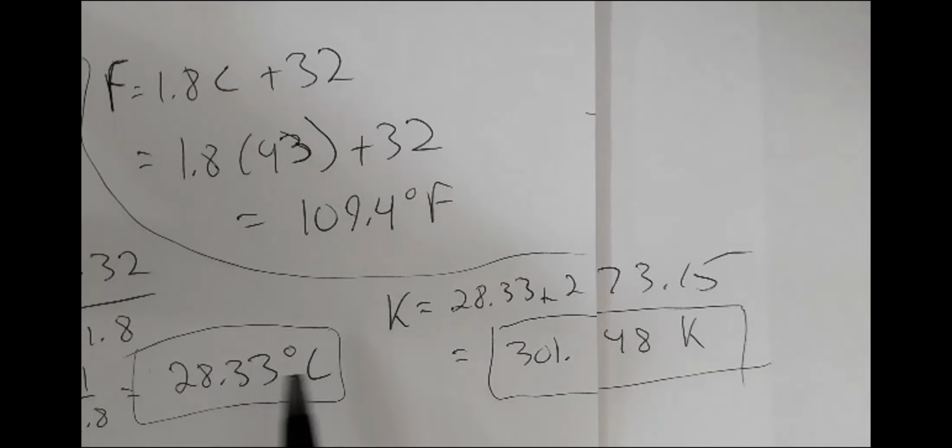Fahrenheit and Celsius, they typically put the degrees on. In Kelvin, they don't. It's a weird thing, but it's not something I'm going to be super particular about. Okay, so 28.33 degrees Celsius, 301.48 Kelvin.